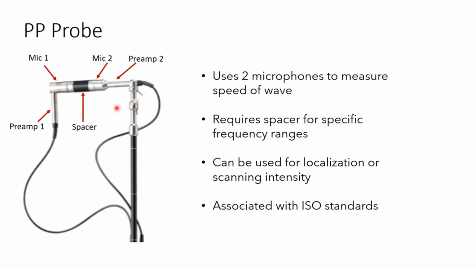The PU probe can also be used for localization and scanning. But one important distinction is that the PP probe is pretty well known in terms of testing for the ISO standards. There's a lot of ISO standards associated with using the PP probe. And Raj, you can chime in and correct me if I'm wrong, but I don't believe there are ISO standards that specifically define the PV or the PU probe.